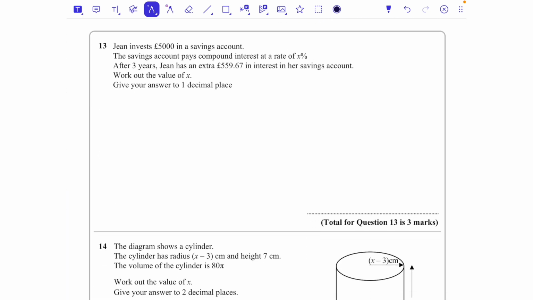Question number 13. Jean invests £5,000 in a savings account. The savings account pays compound interest at a rate of X%. After 3 years, Jean has an extra £559.67 in interest in her savings account. Work out the value of X. Give your answer to one decimal place.